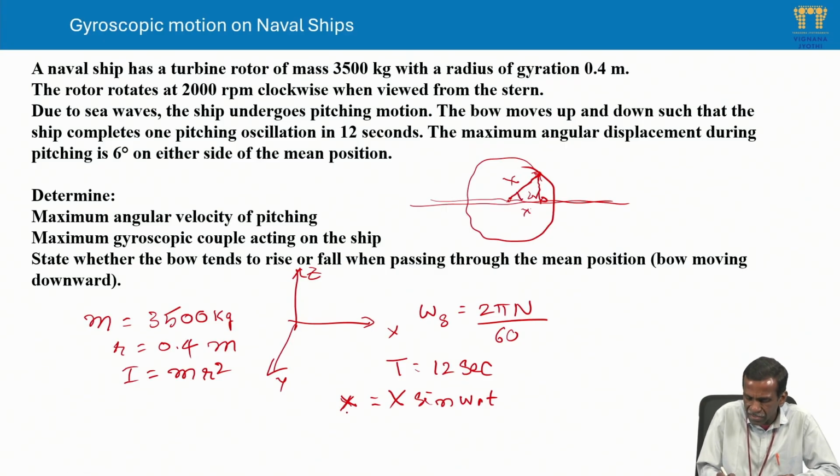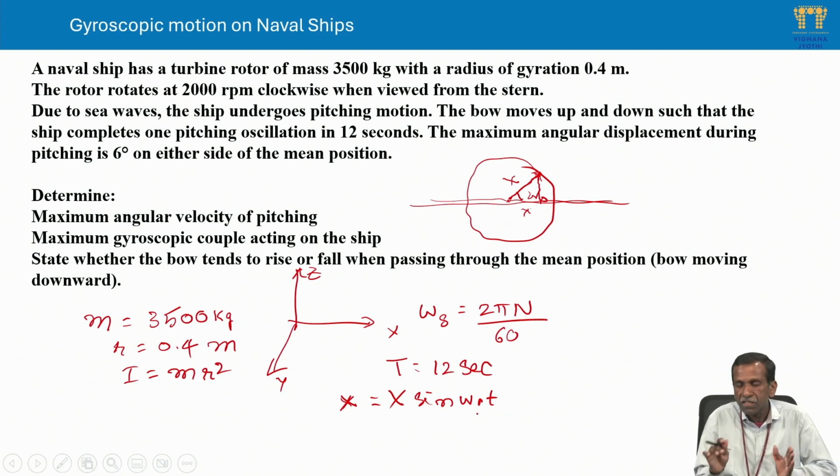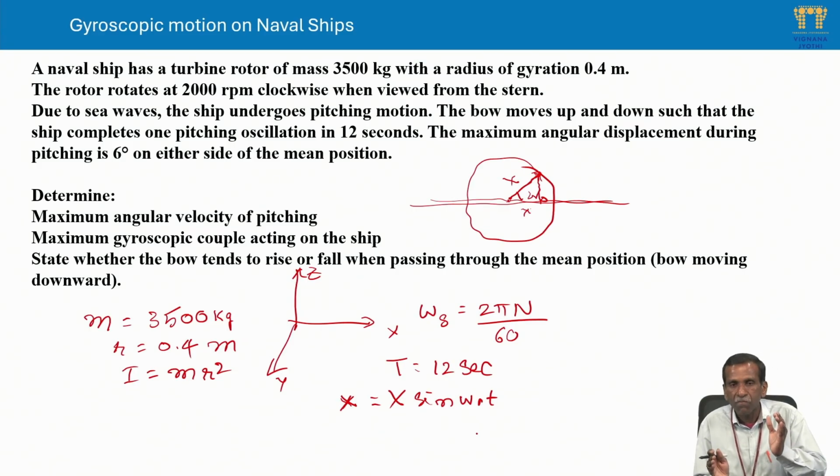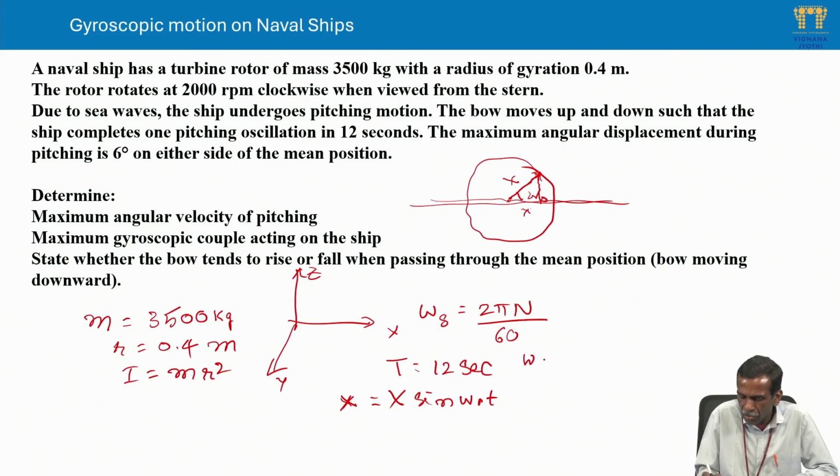So that is this x. This x is the maximum amplitude, this radius, and omega naught is the angular velocity with which it is rotating in circular motion. The time period is given, so we are going to calculate omega naught. If it is rotating, omega naught we can calculate as 2 pi by time period.